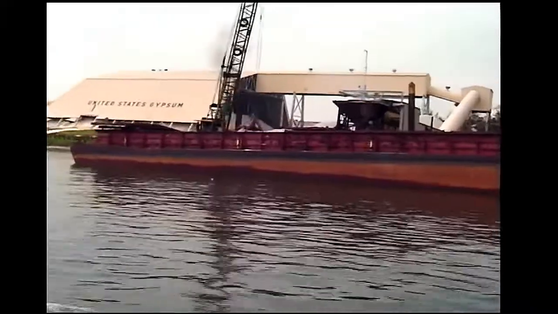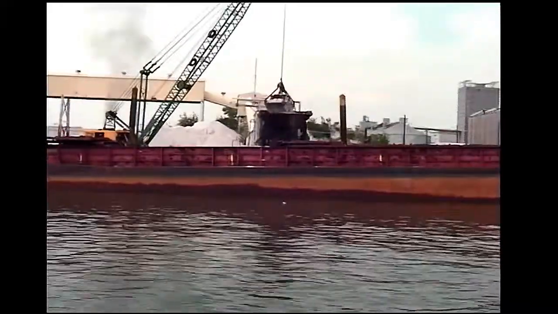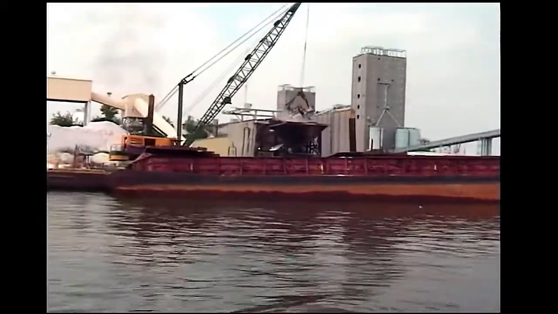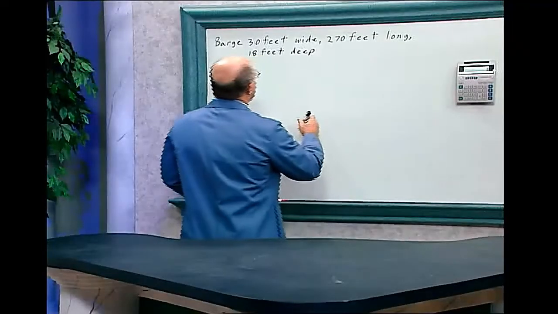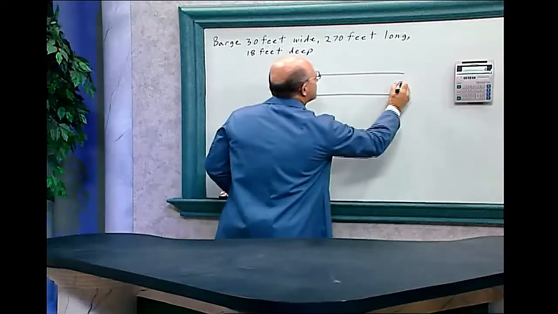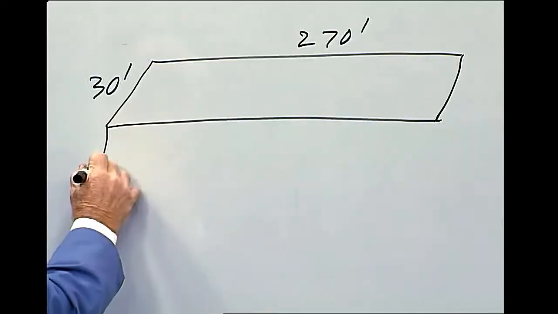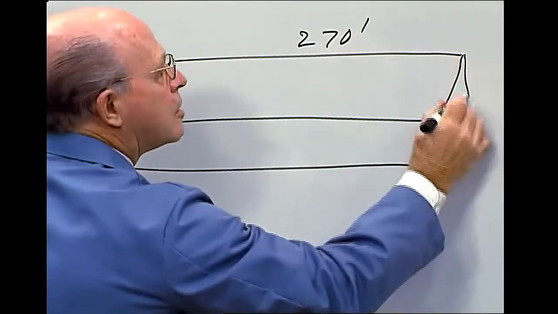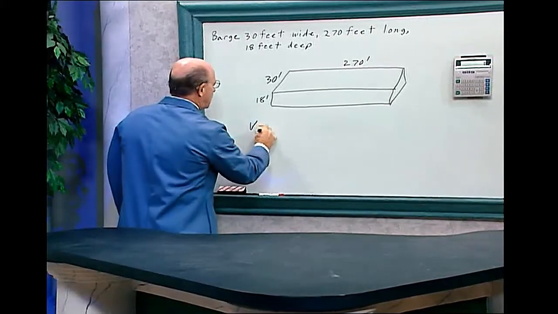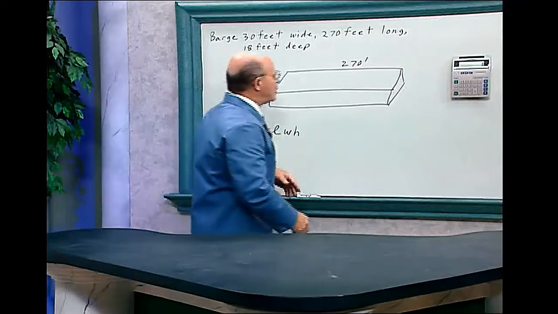A large crane is removing gypsum from this barge. If the barge is 30 feet wide, 270 feet long, and 18 feet deep, how many cubic yards of gypsum can it hold? Let's do the math. The barge is 270 feet long, 30 feet wide, and 18 feet deep. Volume equals length times width times height. Let's multiply the numbers.